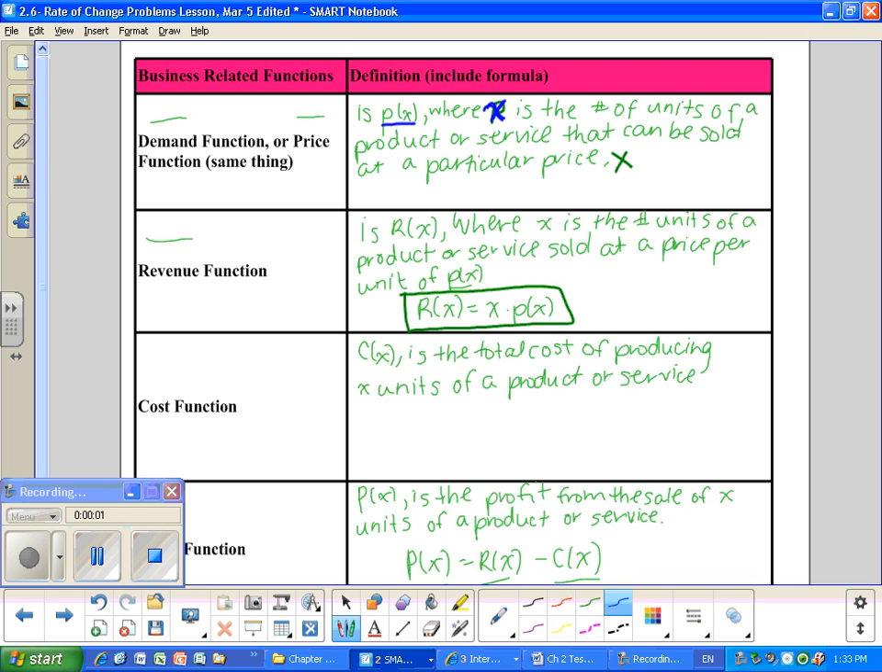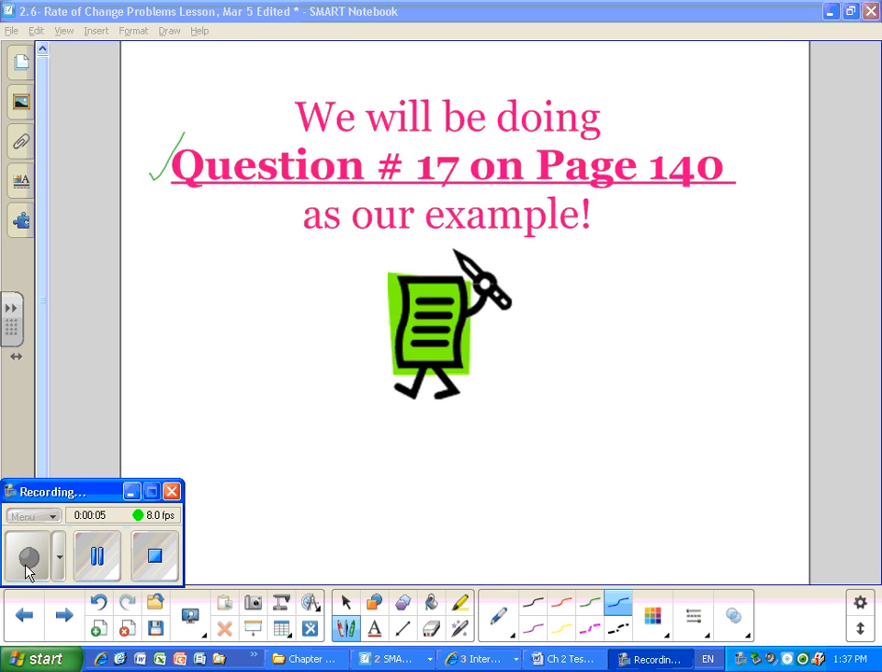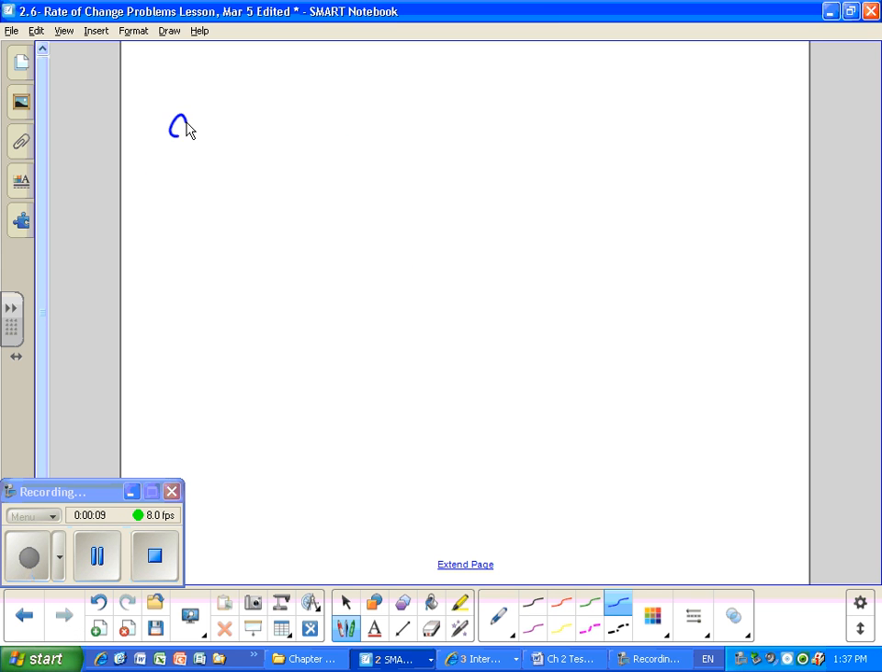Number of items sold, and P is your price. So make sure you change that. You always want to state your variables. So for part A, you're asked for the demand function.